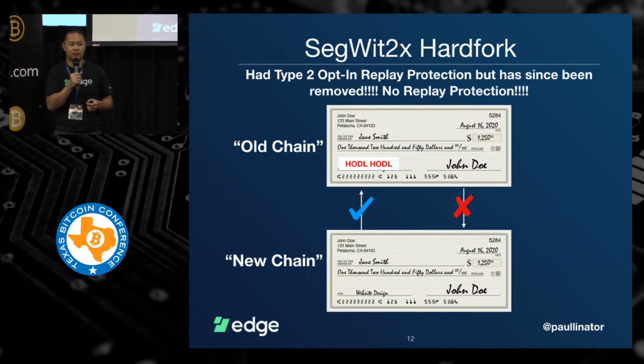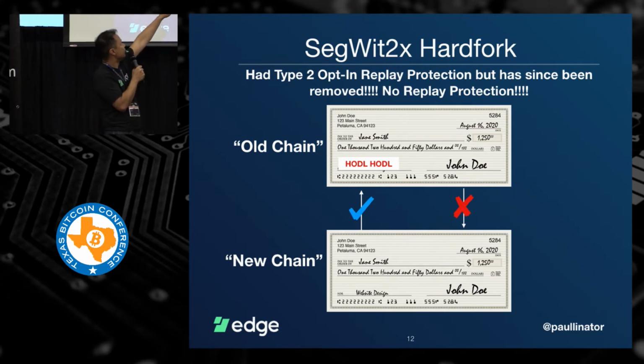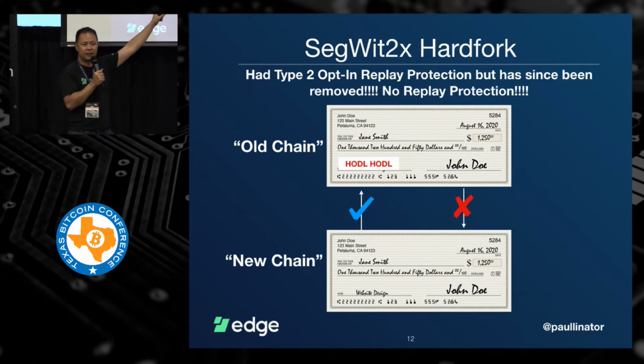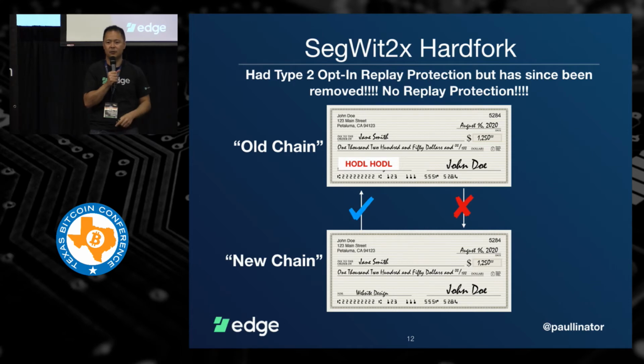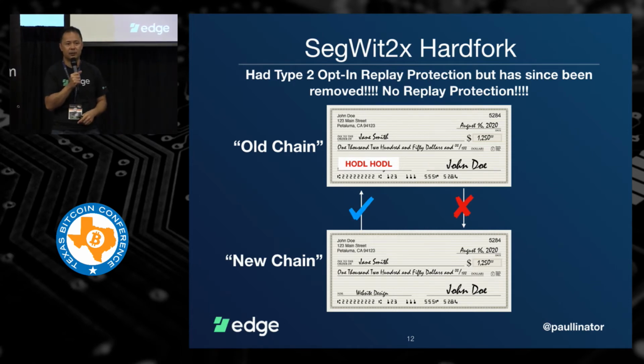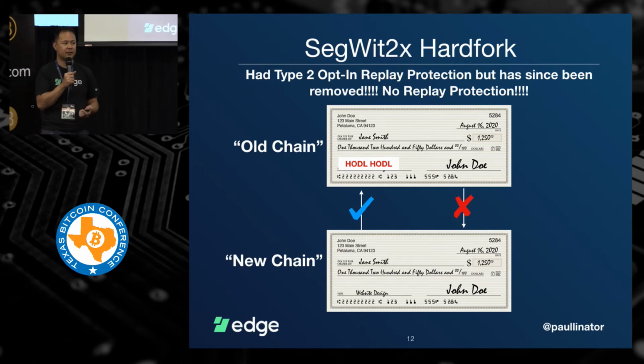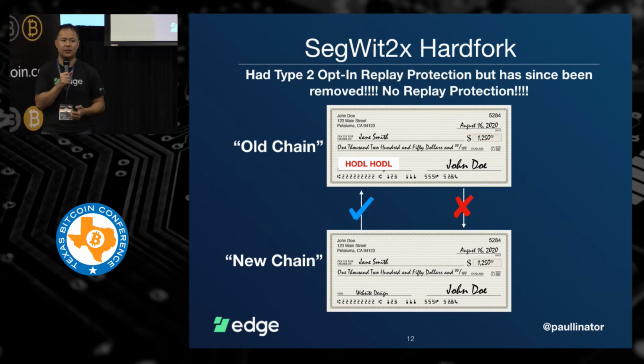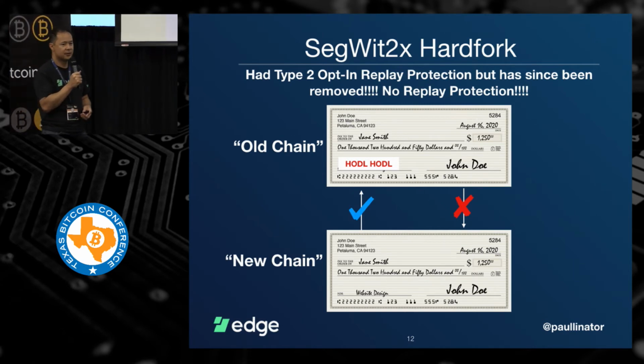They did propose opt-in replay protection. So once again, equivalent to the hodl hodl, you can write that little memo note and it would be invalid in the new chain, in the 2x chain. They proposed that, but there were some tough technical difficulties with it, and there were some issues that could arise, once again, outside of the scope of this discussion, so it's been pulled out.